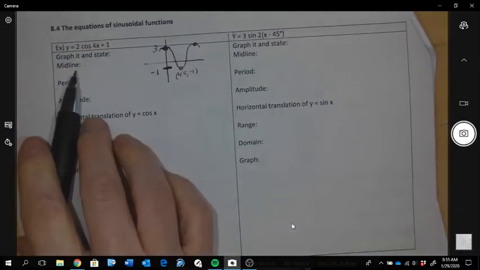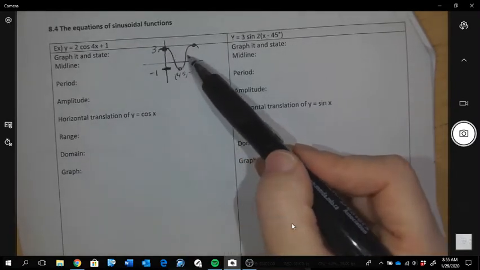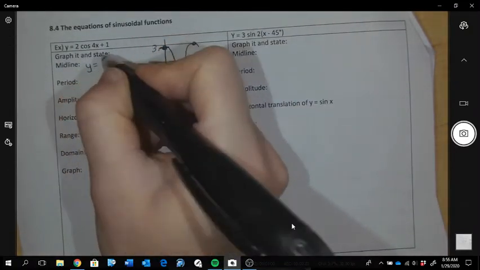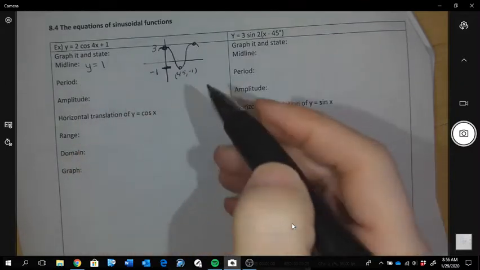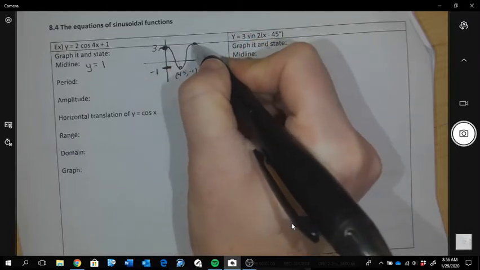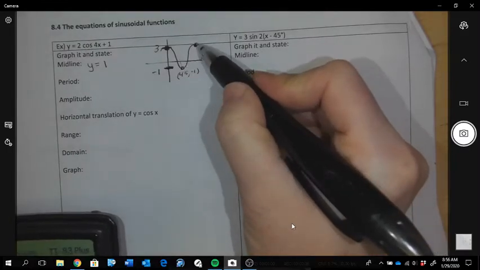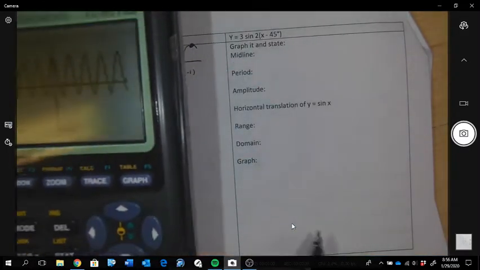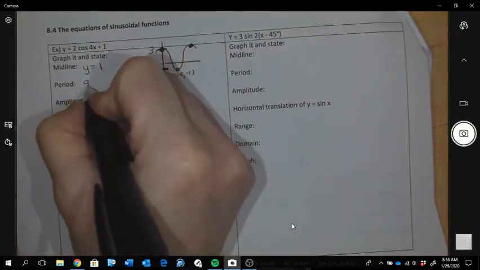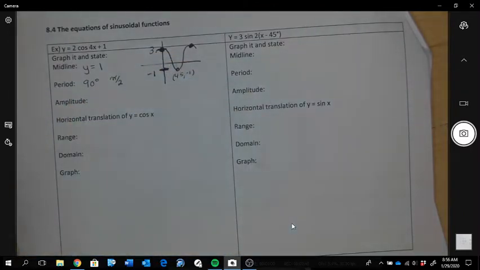So the midline, what would be right in the middle? Right between would be a height of 1, and you can see that the shift was up 1. So the midline is y equals 1. The period: this was a max, how long did it take to get to a max? If this is 45, this is going to be 90 degrees, right? And that is correct. So 90 degrees, or if we had been talking in radians, that would have been pi over 2.